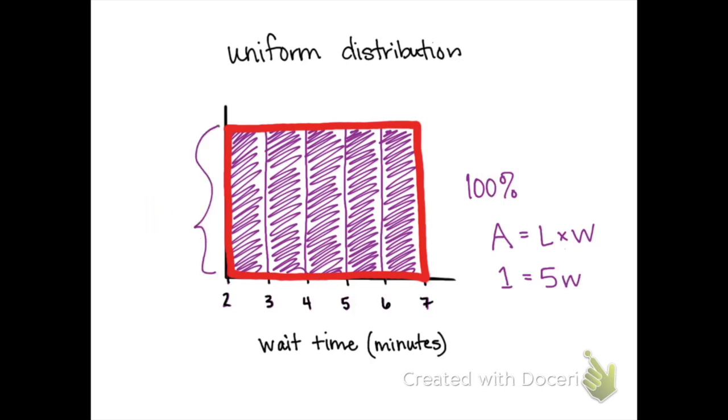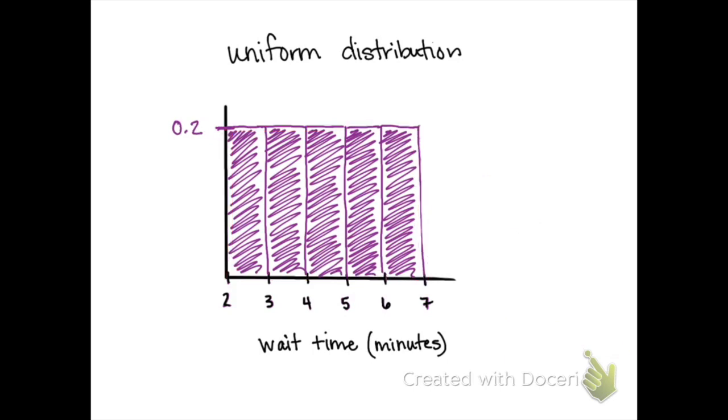We don't actually know what this width or height of that rectangle is equal to, but we can solve for that by using our formula area equals length times width. So if we divide both sides of this equation by 5, we find that the width or height is equal to 1/5, which is also equal to 0.2. That tells us that 20% of people had to wait between 2 and 3 minutes. 20% had to wait between 3 and 4 minutes, and so on.